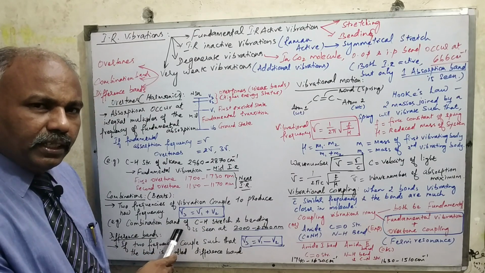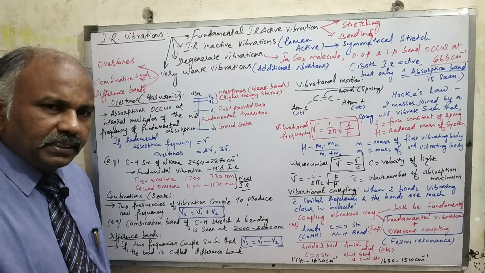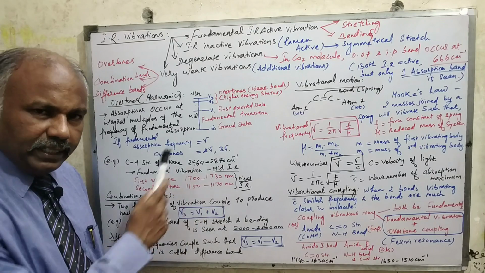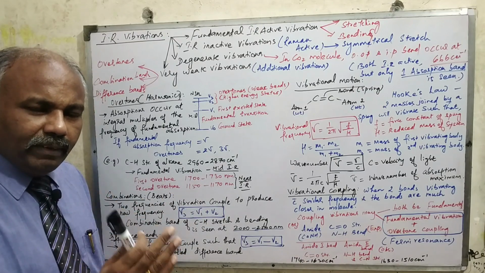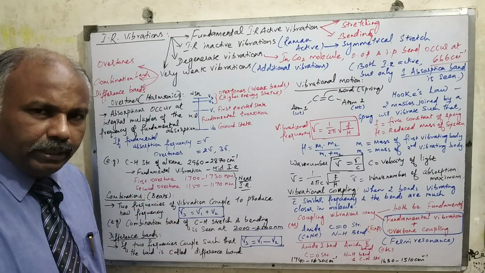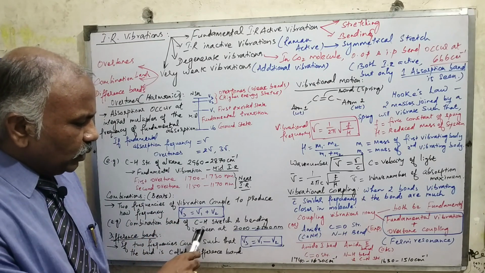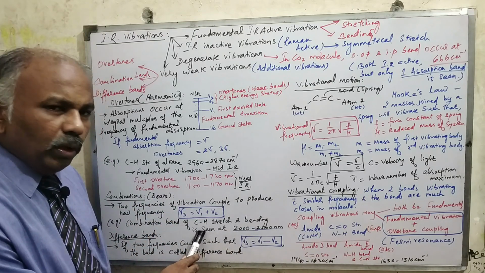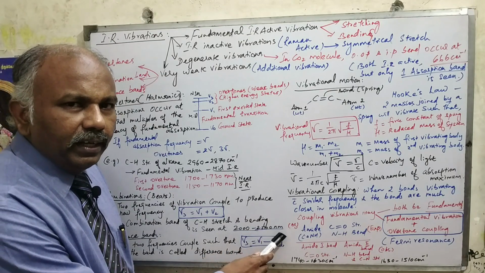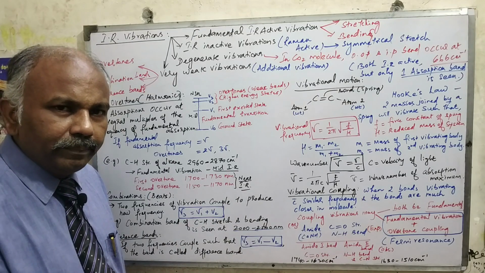Example for the combination band: CH stretch vibration and bend vibration. I already told CH stretching vibration will be coming at 2962 to 2870 centimeter inverse, whereas the bending vibration for CH group will be coming in the region of 1475 centimeter inverse. Now, when the CH stretch and the bending vibration undergo the combination, they will be seen at around 2000 to 2500 nanometer. So this is one of the classical examples for combination band.